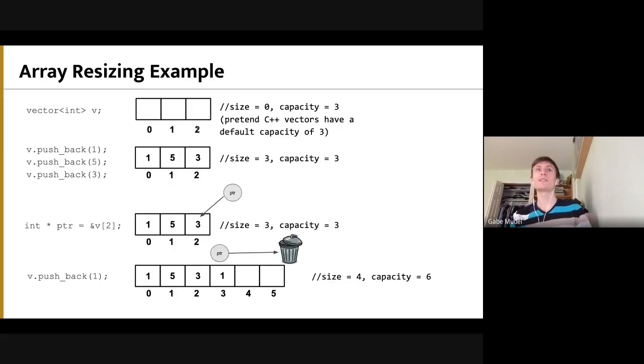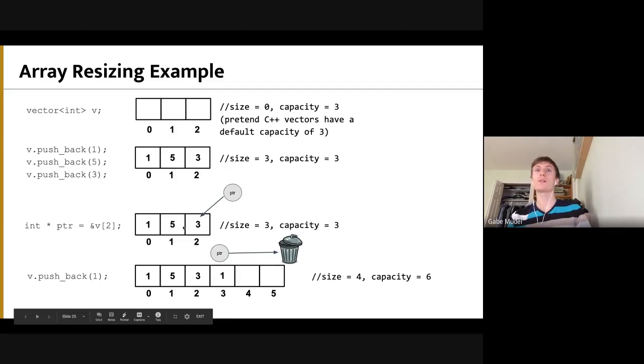Okay, here is an example of auto resizing. We have this vector with initial size of 0 and capacity 3. Again, in reality, C++ vectors have a much bigger capacity than 3. This is for the sake of the example. So we're going to make it full by pushing back 3 elements. Now it has a size of 3 in addition to a capacity of 3. We're going to assign a pointer to the element at index 2, and then we're going to push back the element 1.